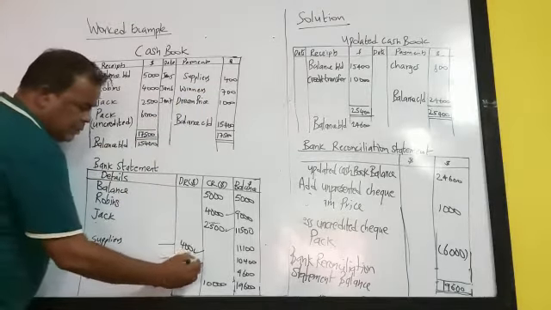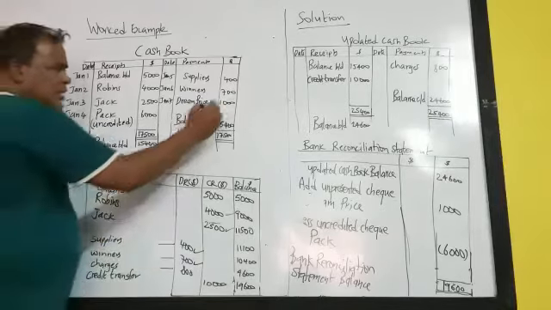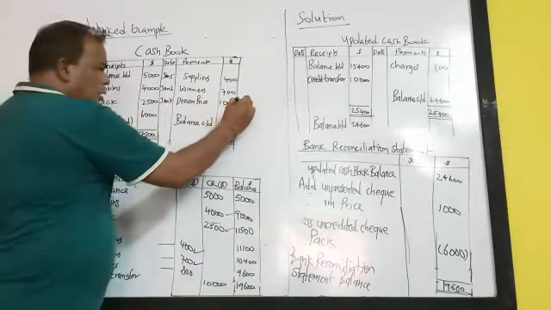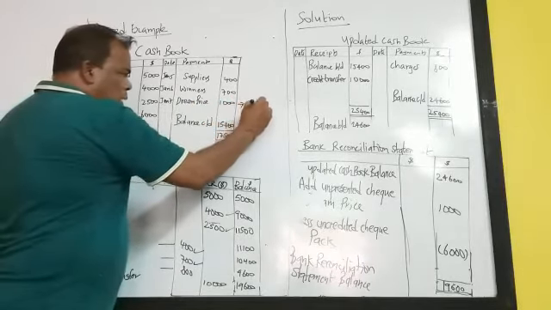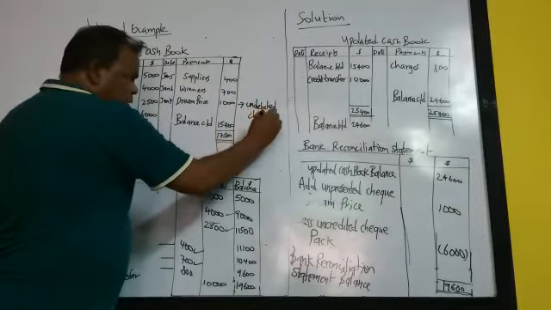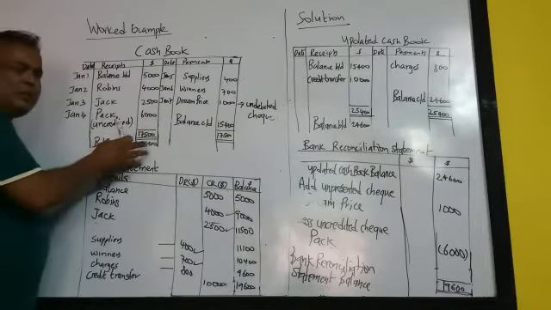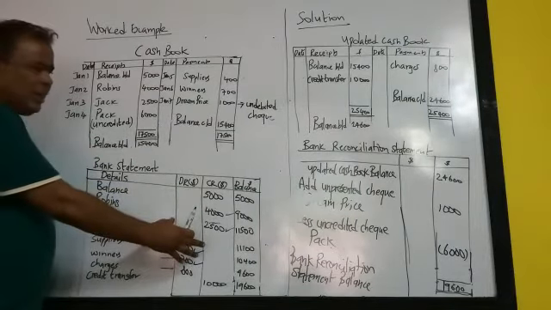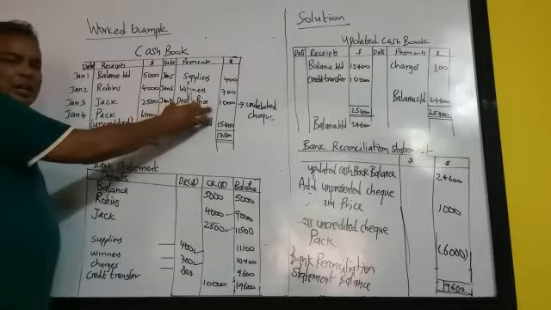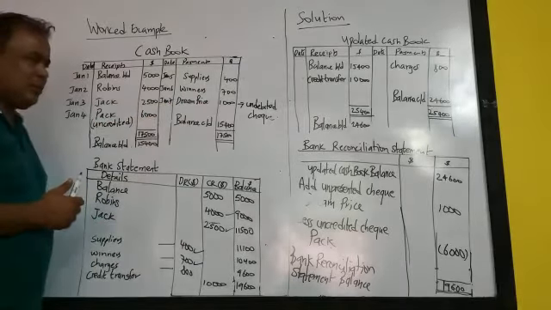700, we have 700. 1,000, not yet debited. This one is known as undebited, or what we call unpresented, undebited check. So first of all, we have to see whether all items on the debit side have been recorded on the credit side, and all items on the credit side, whether they have been debited on the debit side of the bank statement.